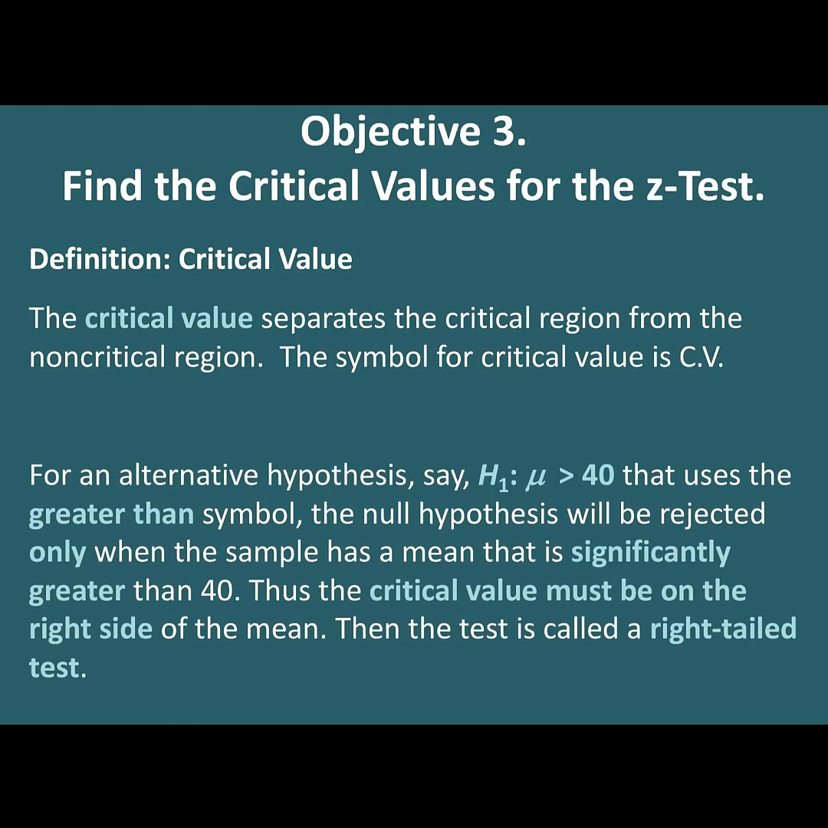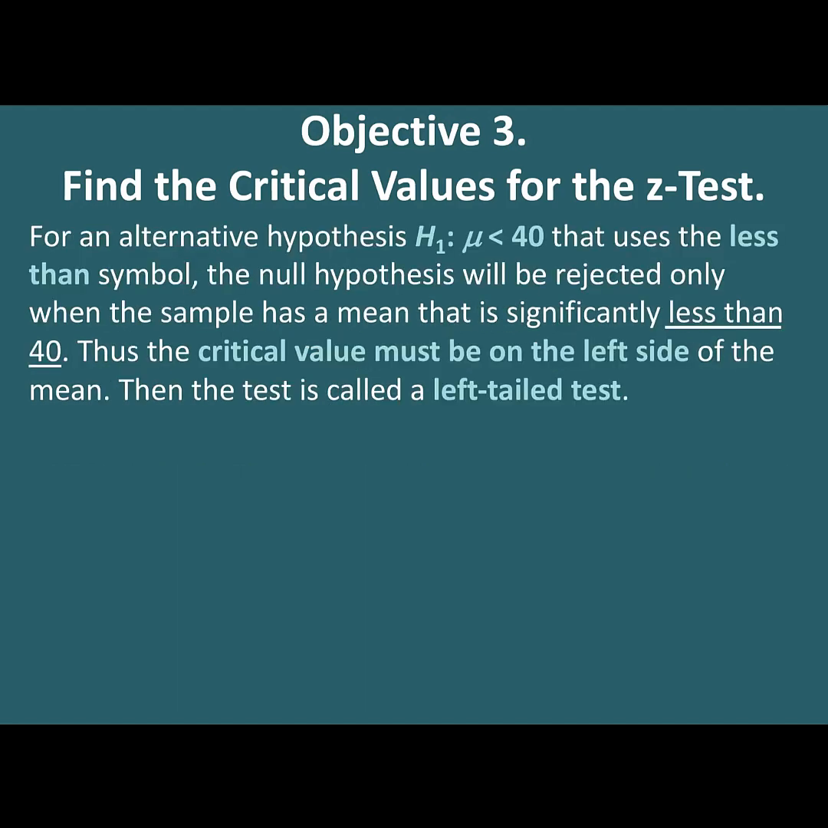For an alternative hypothesis, say H sub 1 is mu is greater than 40, for example, that uses a greater than symbol, the null hypothesis will be rejected only when the sample has a mean that is significantly greater than 40. Thus, the critical value must be on the right side of the mean. Then the test is called a right-tailed test. For an alternative hypothesis where mu is less than 40, that uses the less than symbol, the null hypothesis will be rejected only when the sample has a mean that is significantly less than 40. Thus, the critical value must be on the left side of the mean. Then the test is called a left-tailed test.